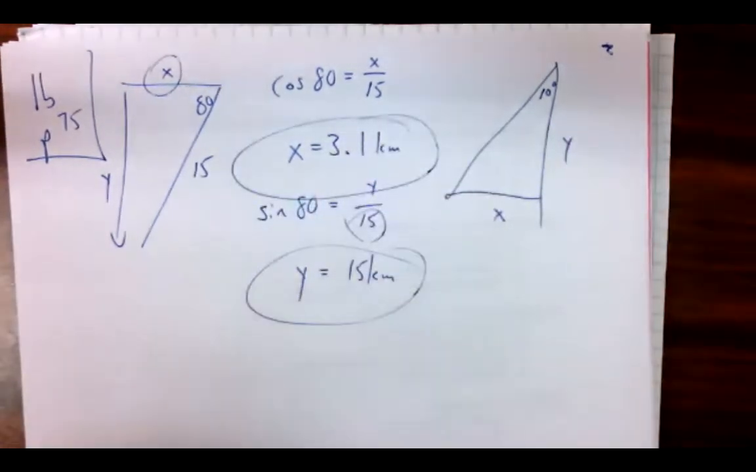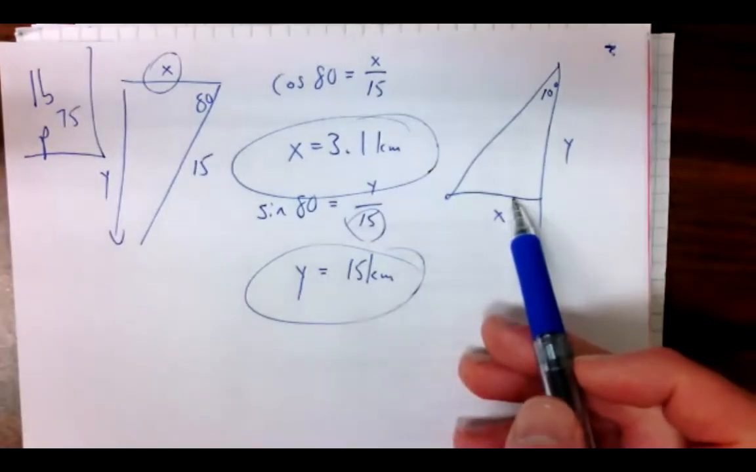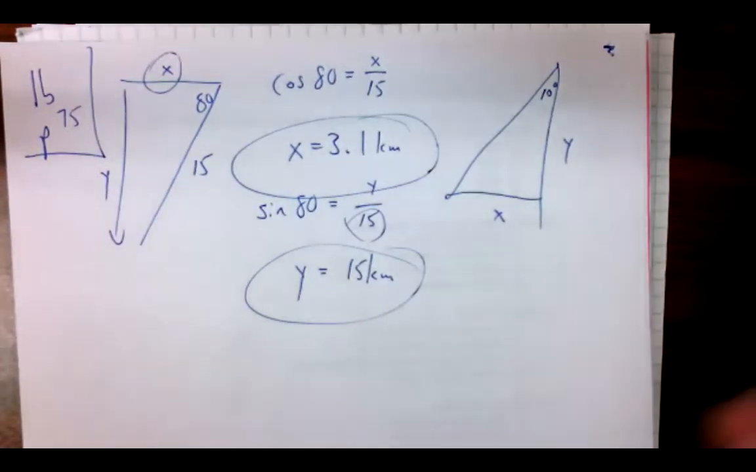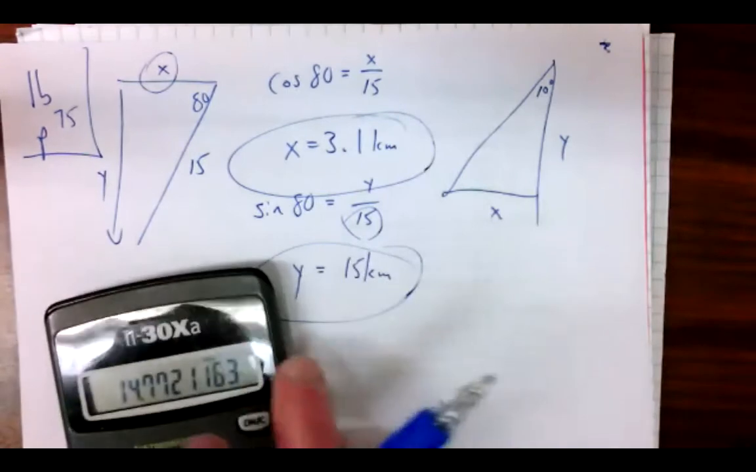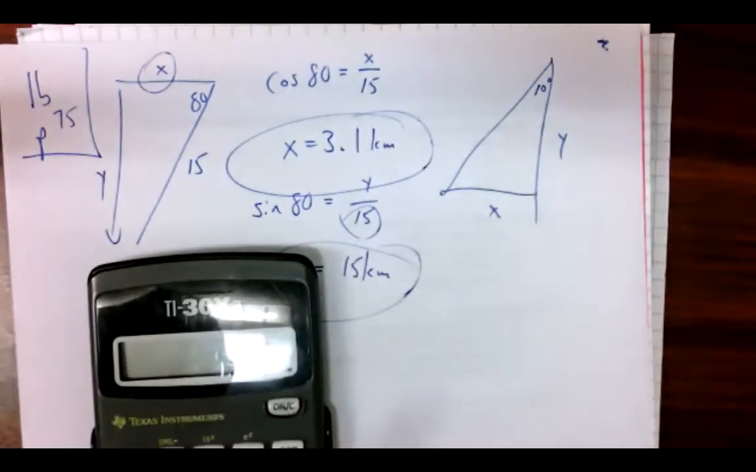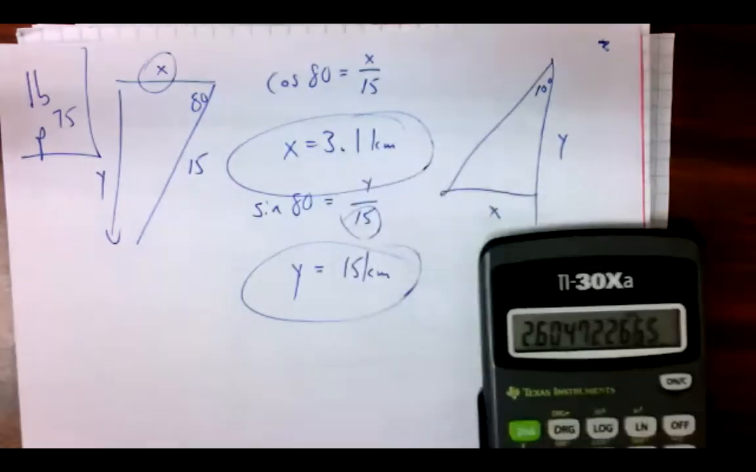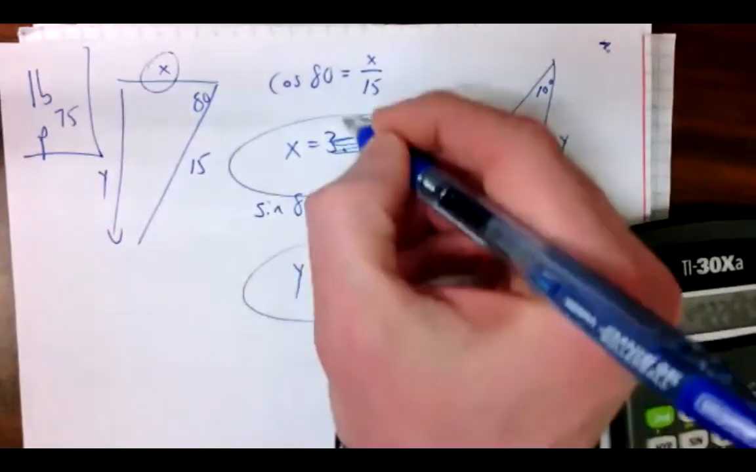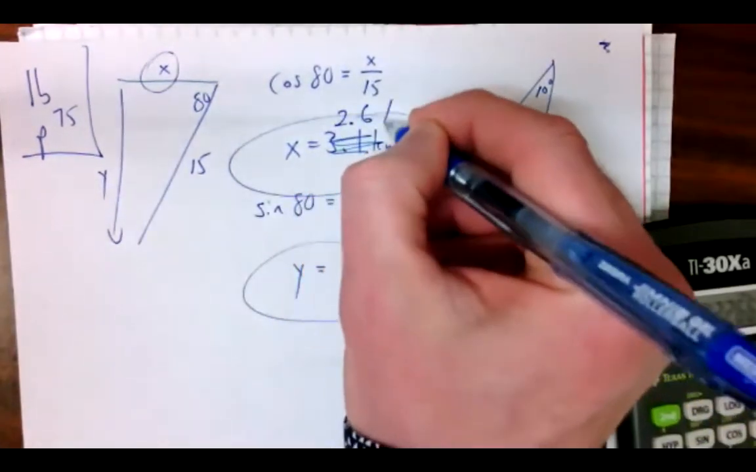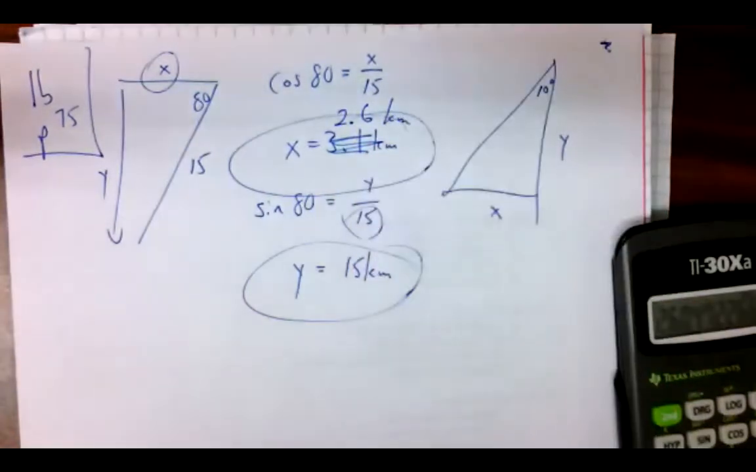Could you do the x one again? Because I got a very different answer. Like I got 2.6. 80 cos. Yeah, I think you did 18 instead of 15 by accident. Thought I saw it. Oh yeah. Thank you. I was even going slow, but I hit the wrong button. 2.6 kilometers. Thank you.